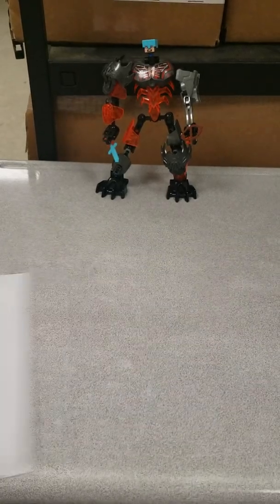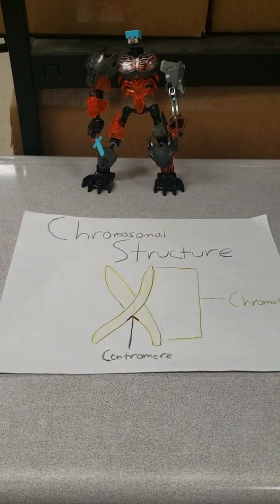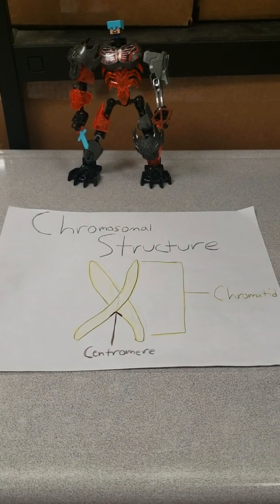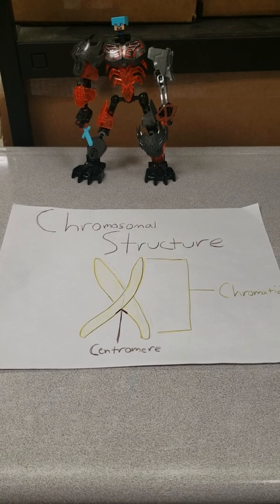Let's get started. Chromosomes are tightly coiled pieces of DNA. They consist of chromatids, members of the pair, and the centromere, the region where they are joined.